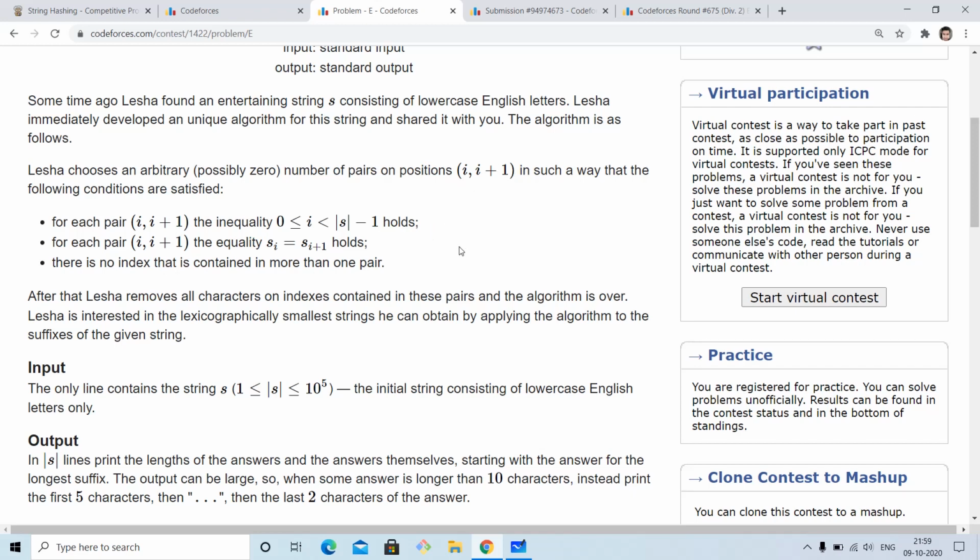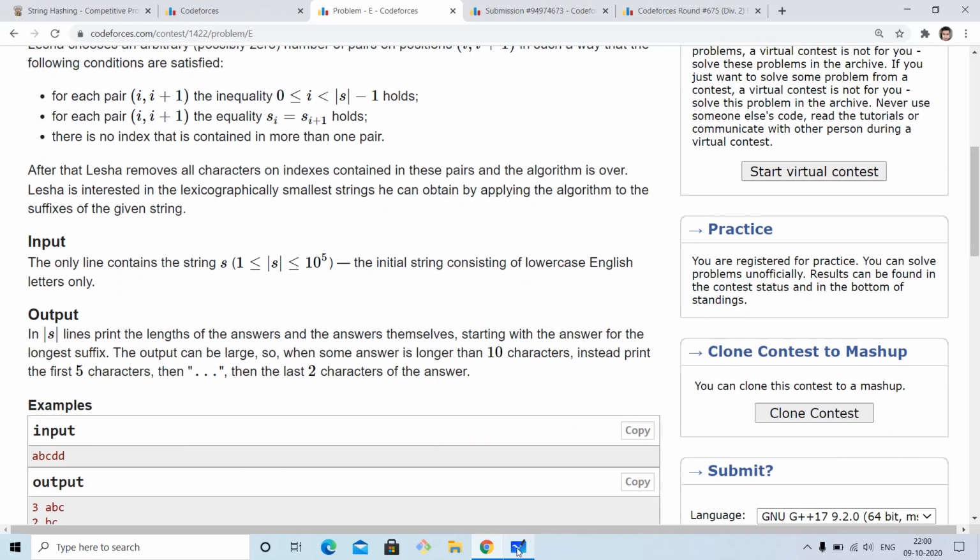For example, if we selected one pair with indexes i and i plus 1, then we cannot select i plus 1 and i plus 2, so the selected pairs cannot overlap. After selecting a pair, we can remove it if and only if removing the pair makes the string lexicographically smaller. Otherwise, if removing it does not make it lexicographically smaller, we keep both characters at positions i and i plus 1. So let us now discuss the author's approach on the whiteboard.